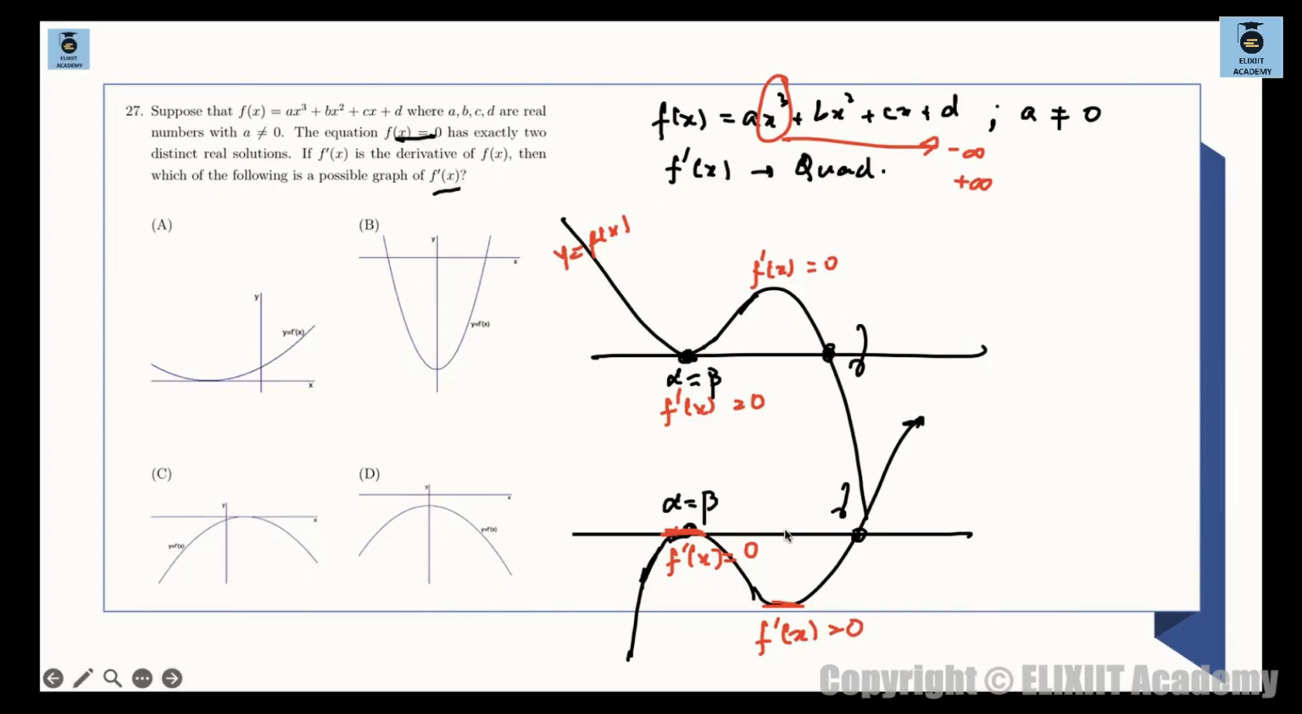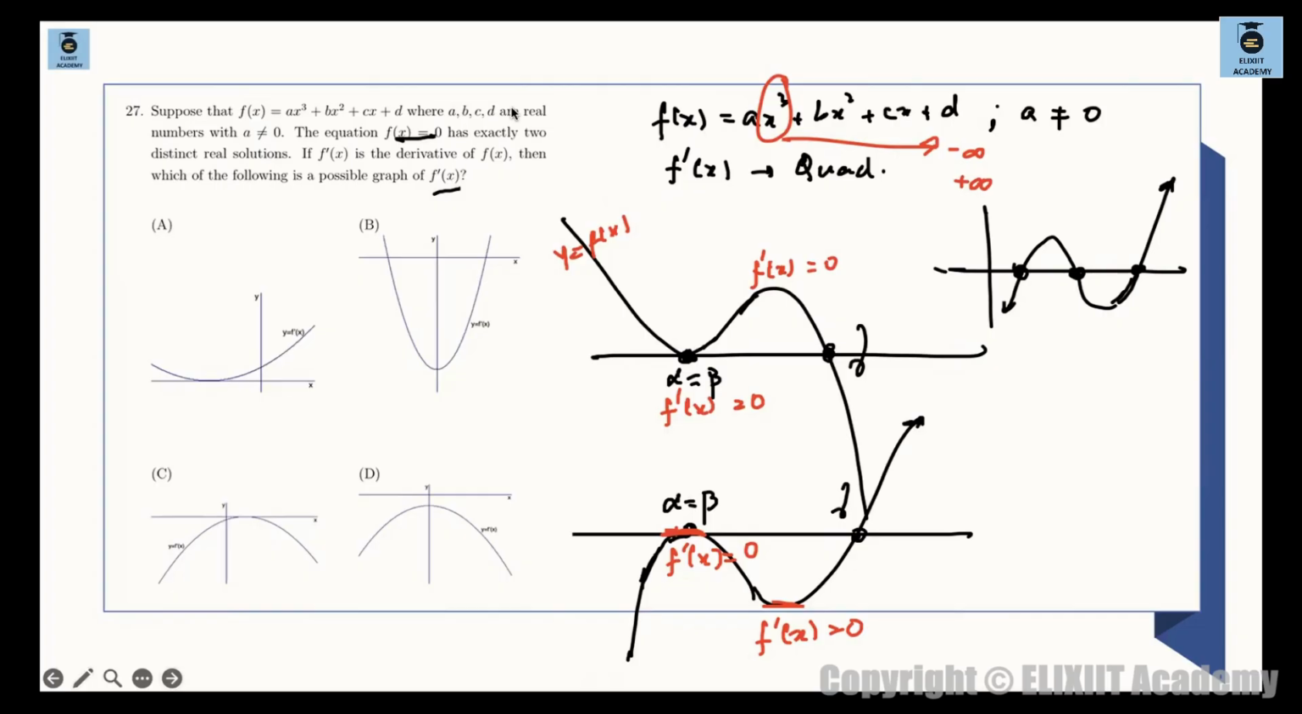Yes, what is your question? No, that graph is not possible. The graph which he's saying, that the graph can be in this way, suppose this graph happens, in this case we are having three distinct solutions. But they have said exactly two distinct real solutions, so this graph is not possible. The normal cubic polynomial graph is not possible here.